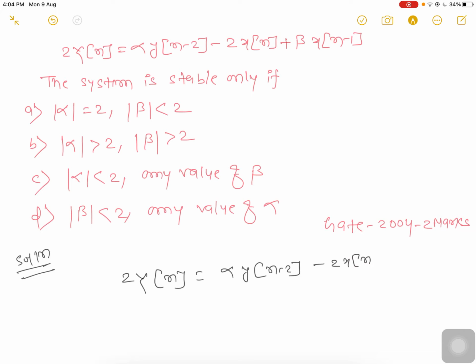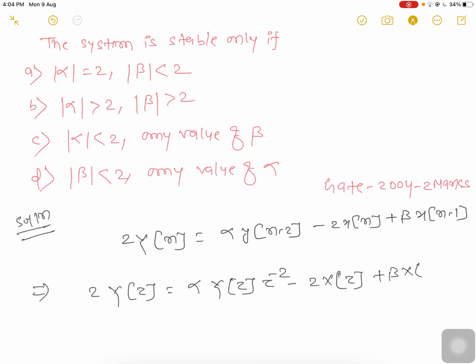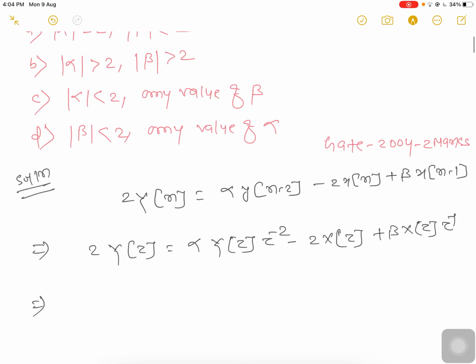So, given 2y[n] = alpha y[n-2] - 2x[n] + beta x[n-1], take the Z transform. 2Y(z) = alpha Y(z) z^-2, because it is shifted by 2 units, minus 2X(z) plus beta X(z) z^-1.